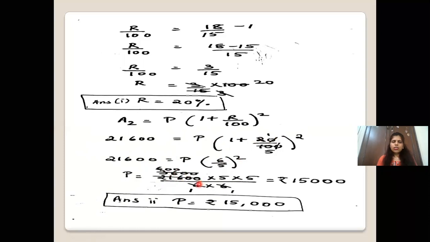So 6 ones are 6, 6 threes are 18, 3 carry over, 6 sixes are 36, 0. 6 ones are 6, 6 sixes are 36 and 0. Now 6 into 25 when you multiply, because you can see over here it is 5 fives are 25, and 25 into 6 when you multiply you get 150, and these two zeros you just write over here. So that is how you got 15,000 as the principal. Now you've got r, you've got the principal, so that's your final answer. Put both the answers in a box.